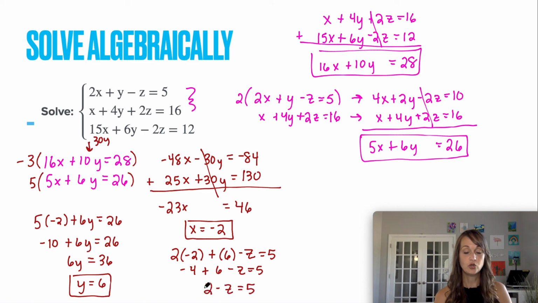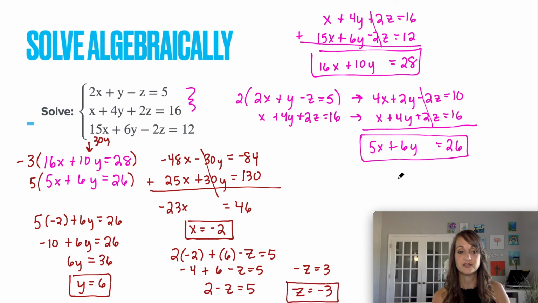2 is positive, so I'm going to subtract 2. Negative z equals 3 because 5 minus 2 is 3. And divide by negative 1, so z equals negative 3. And that is the answer to our system of equations. We've got to put them in order. x is negative 2, y is 6, and z is negative 3.